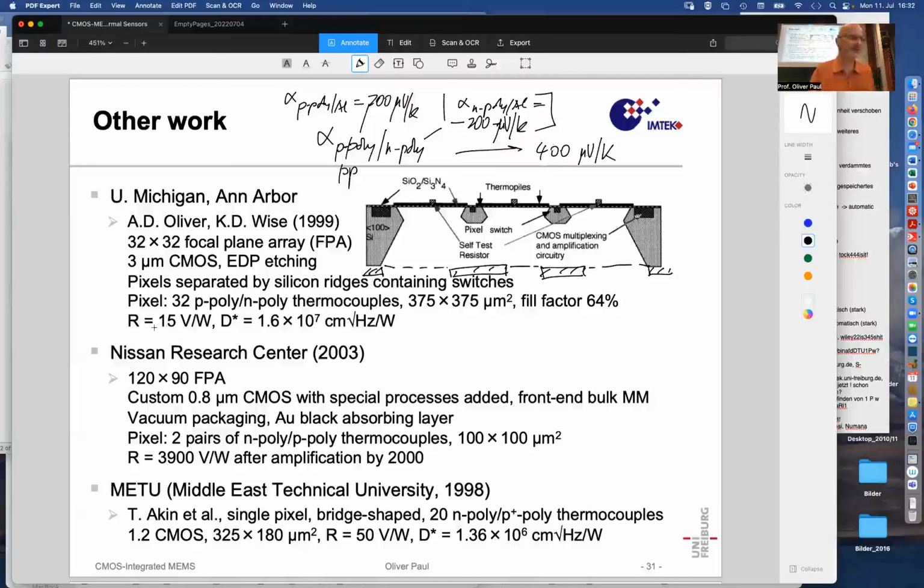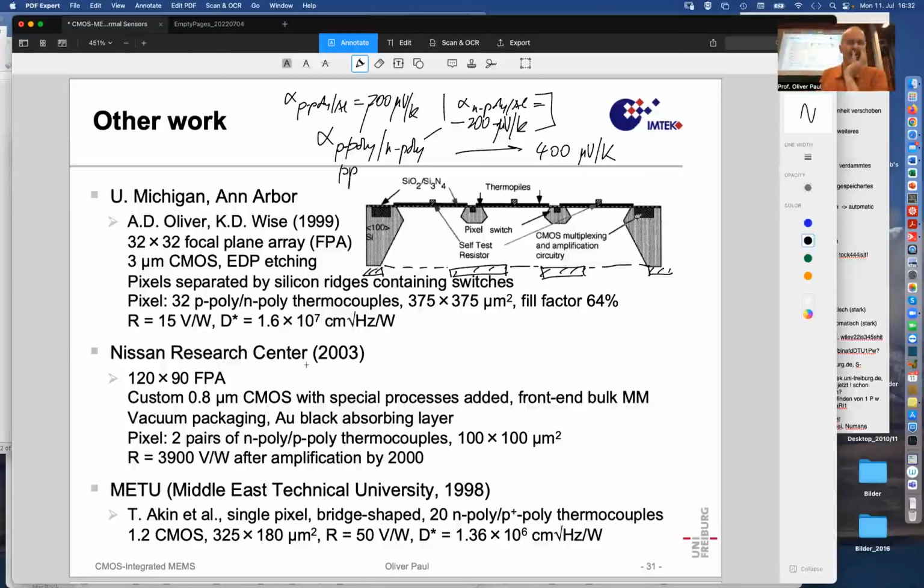So this explains this larger responsivity, and then the detectivity of the sensor was 1.6 times 10 to the 7 centimeter square root hertz per watt. And we can compare that with other numbers quoted earlier to see that thermoelectric sensors are not as good as pyroelectric sensors. Then what else do we have here?